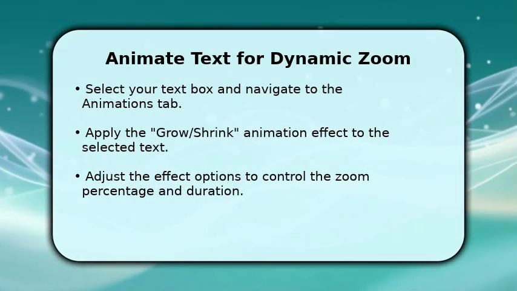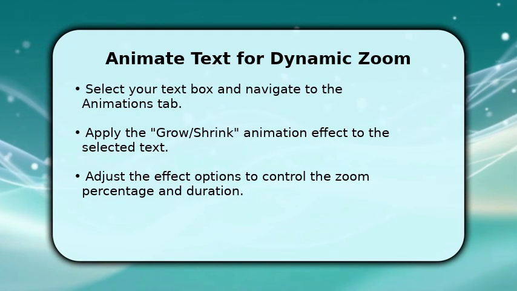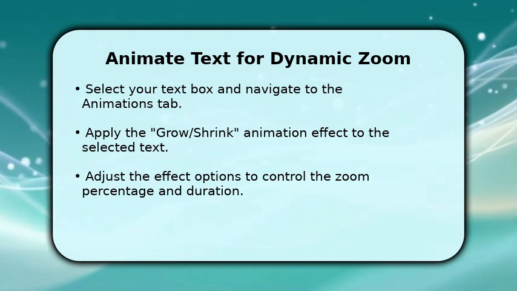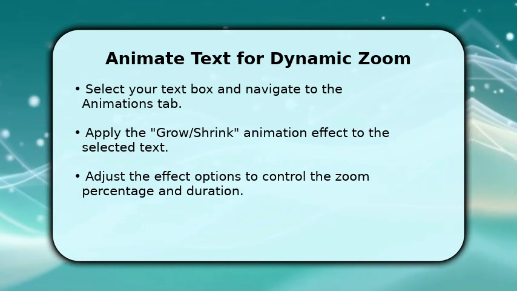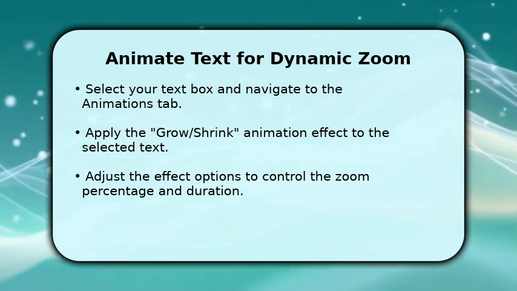For a more controlled and pre-planned text zoom, use the grow or shrink animation. First, select the text box you wish to animate. Go to the Animations tab on the ribbon and choose the grow/shrink effect.